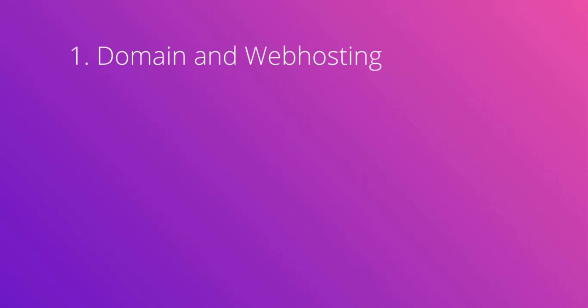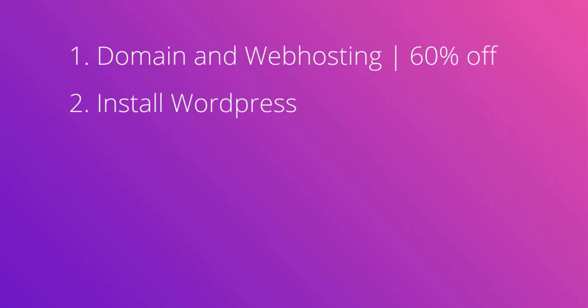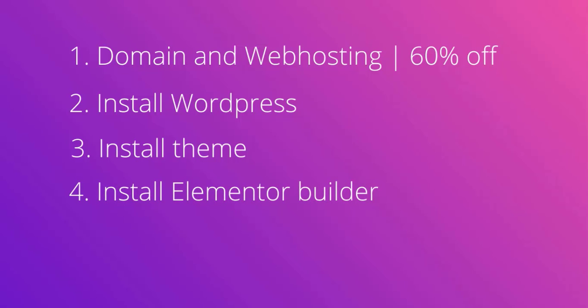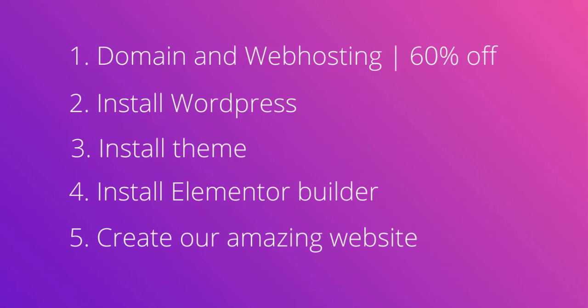Alright, now let's see the steps which you are going to do in today's tutorial. I will show you how you can get your own domain and hosting, and here I will show you how you can get a 60% discount through my link, and also I will show you how you can get a free domain with hosting. Then I will show you how to install WordPress. Then we will install a theme. Here we will install a free theme, and then I will show you how to install Elementor page builder. And finally, I will show you how to make this amazing website. If you have web hosting already, you can skip this part, or if you don't have, then follow along.